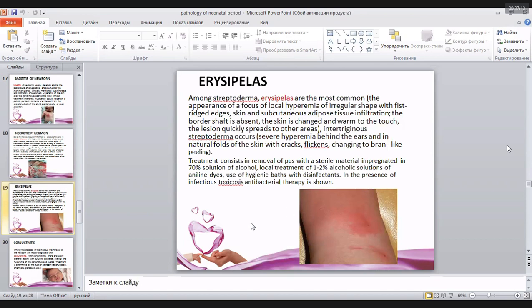Erysipelas is the most common among streptodermas. It appears as a focus of local hyperemia of irregular shape with raised edges, with infiltration of the skin and subcutaneous adipose tissue. The skin is changed and warm to the touch. The lesion quickly spreads to other areas, and severe hyperemia behind the ears and in the natural folds of the skin is possible, with frequent changes to bran-like peeling. Treatment consists of removal of pus with sterile material impregnated in a 70% alcohol solution. Usually we also use antibiotics, antibacterial treatment, if we have such a form of skin changes.